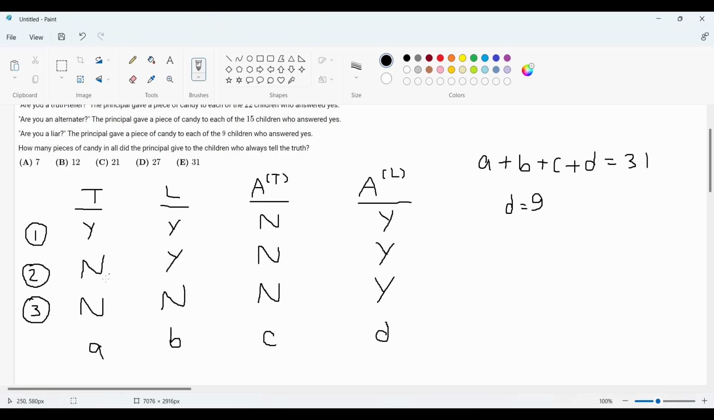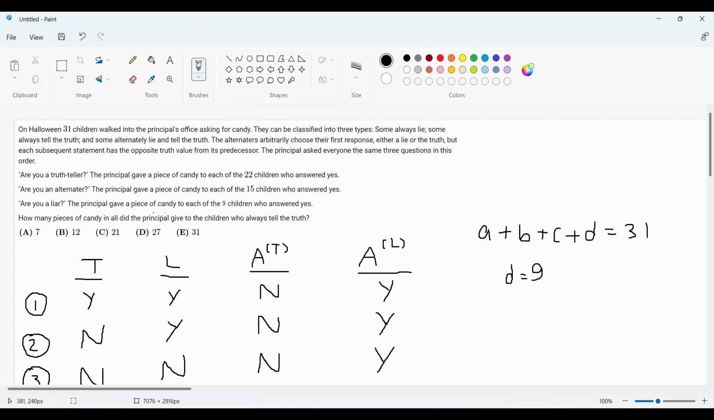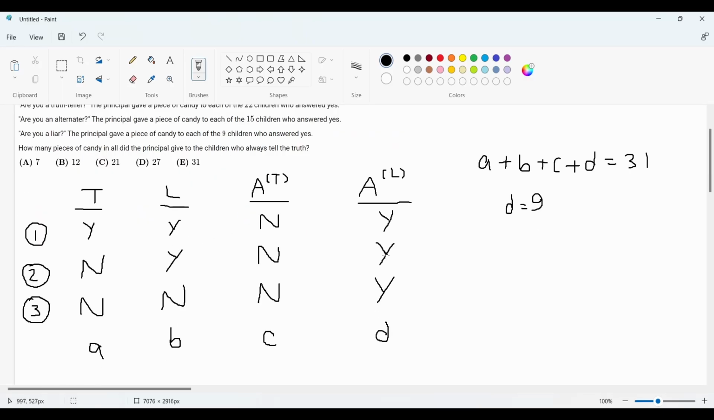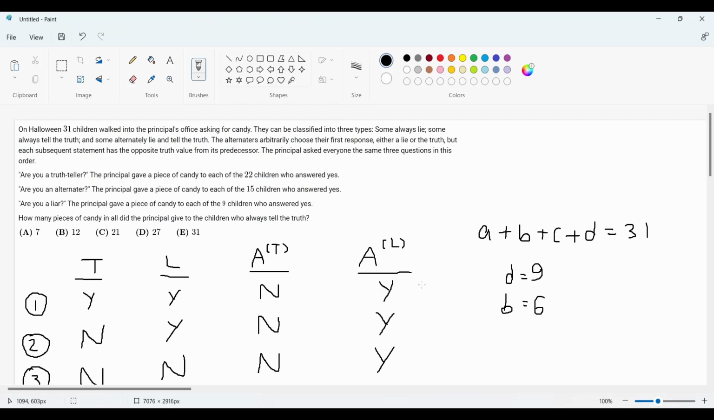Okay, now I want to work on the second to last question. The principal gave 15 pieces of candy to the second and fourth groups. We know there are 9 people in the fourth group, so there must be 6 in the second group, to a total of 15. The final thing is the principal gave a piece of candy to 22 children who said yes to the first question. That includes the 15 people from before, plus 7 more for the truth tellers. So A is equal to 7.